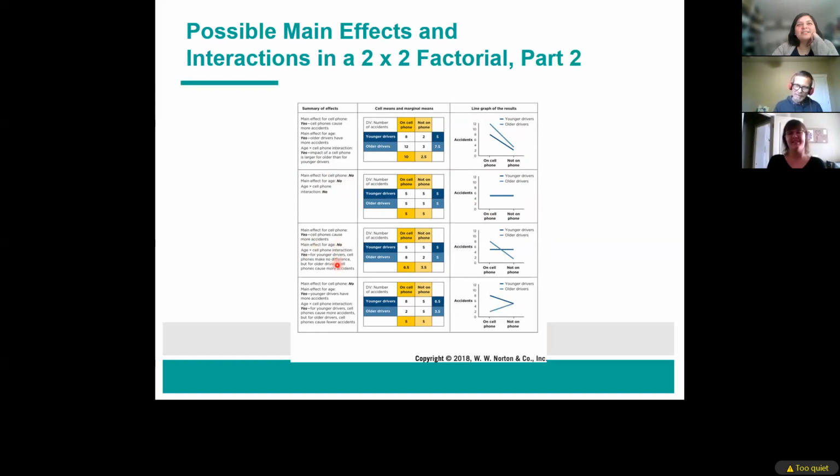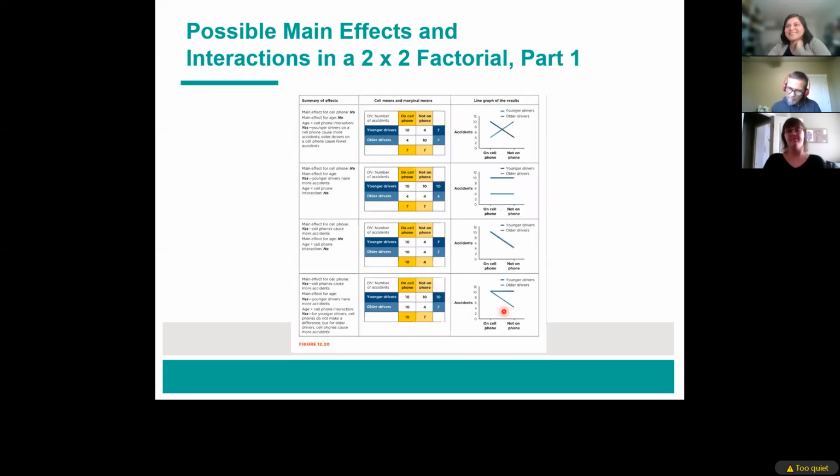Here, do we have main effects and an interaction? We have one main effect of cell phone, 6.5 versus 3.5. We have no main effect of age, and we have an interaction because it's a perfect crossover. Do we have a main effect of age, 6.5 versus 3.5? Yes. Do we have a main effect of cell phone, 5 versus 5? No. Do we have an interaction? Yes, the points cross.